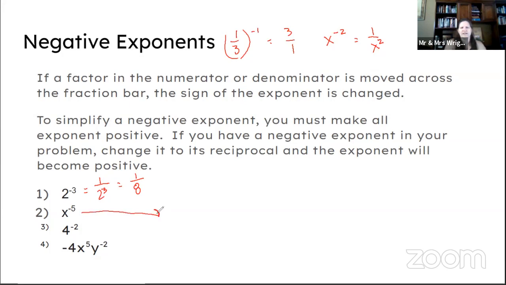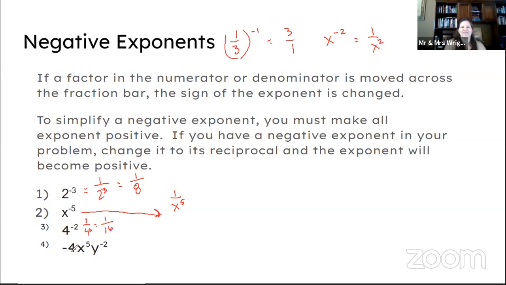X to the -5, I'm going to write it out here because I need just a little bit more room. It's the same thing as 1/x to the 5th power. Okay, 4 to the -2 is 1/4 squared, or the same thing as 1/16.